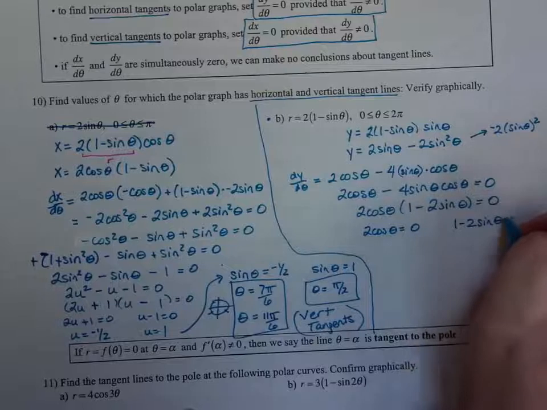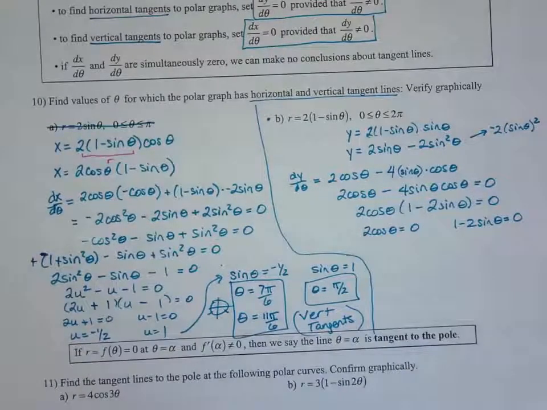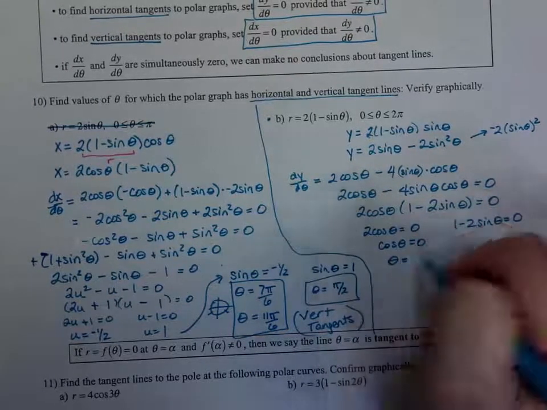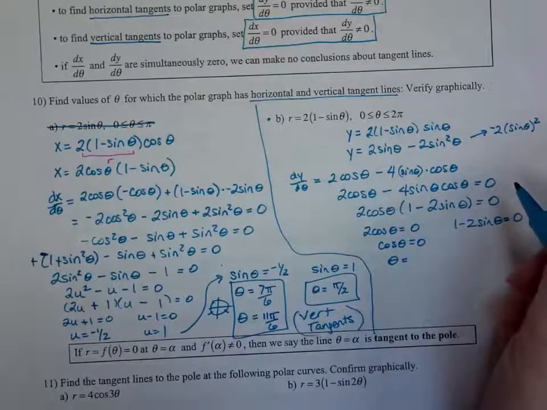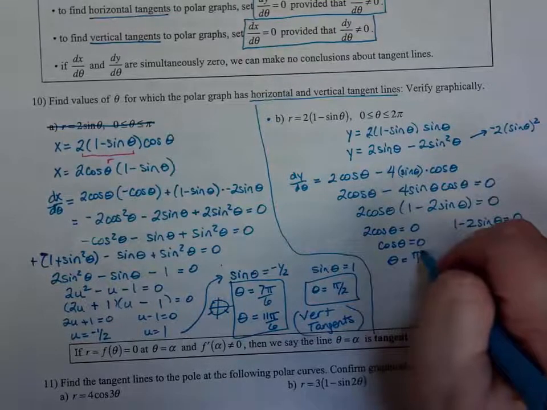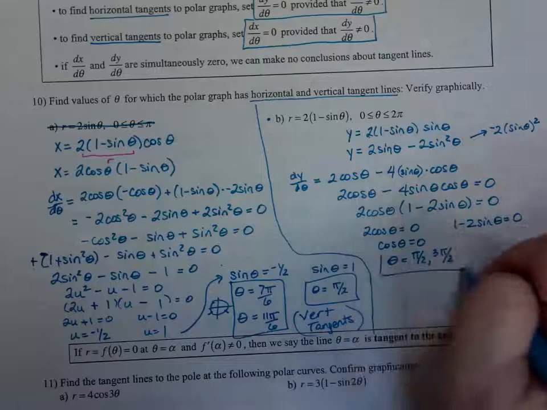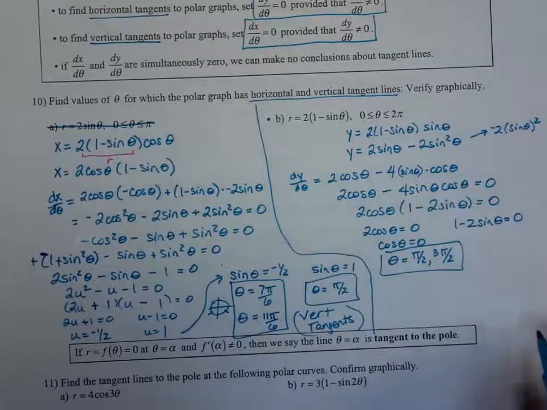the outside and the inside, and we work each one individually. On the left, what should I do first? Divide by 2. So I get cosine of theta equals 0. Where does that happen? Pi over 2 and 3 pi over 2. Okay? That's that answer.